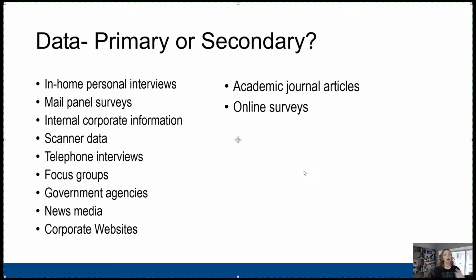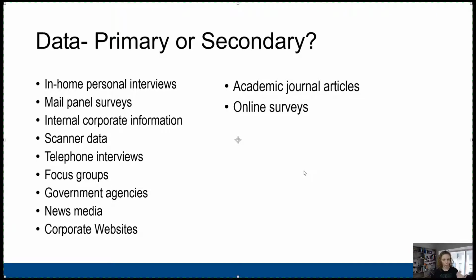So if we go through this list, we could look at in-home personal interviews. Well, that's happening right now, and we probably have some sort of questions that are intending to answer some question that we have. Mail panel surveys can be both, depending. If we're putting the questions in now to answer a current problem, then that would be primary. But if it is data that is just gathered and then we purchase the panel survey, then that would be secondary. Internal corporate information is going to be secondary.